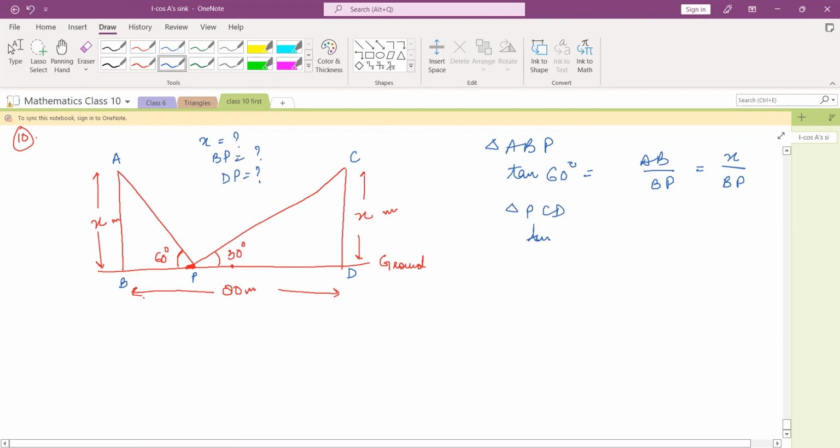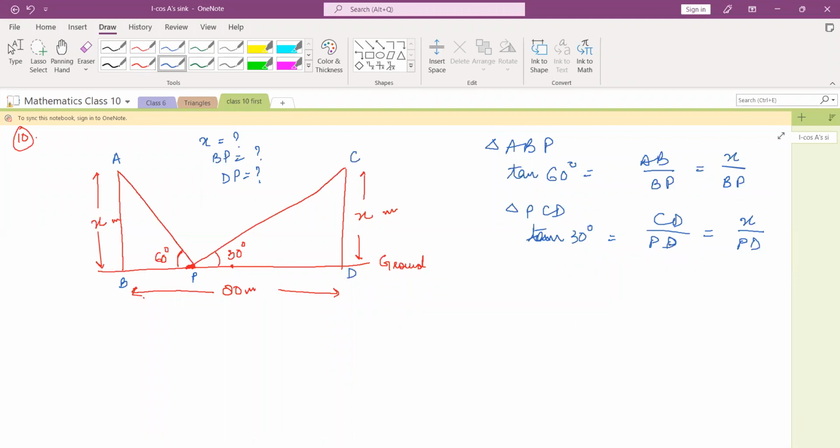If I take tan of 30 degrees, base and perpendicular, that means CD upon PD. Now CD is unknown and PD also I don't know. So I cannot solve anything. At least one of them you should know, either base or perpendicular.